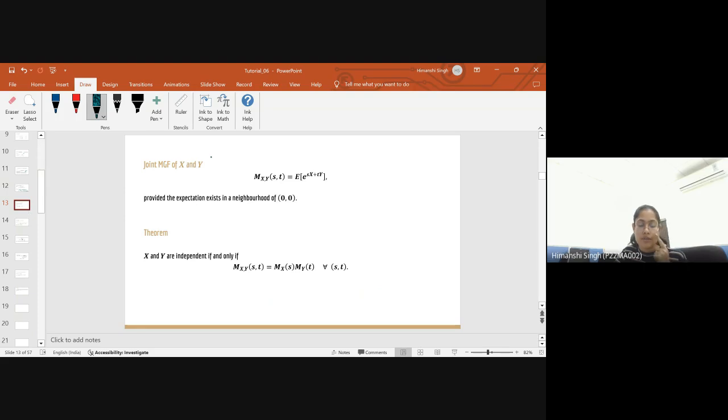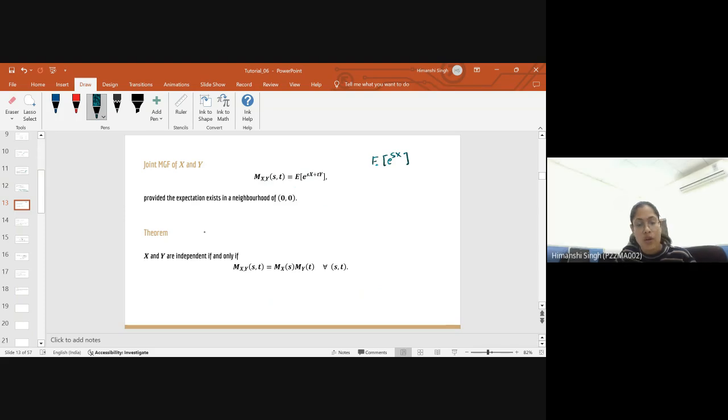Now we will be considering the joint moment generating function of x and y. So if I have two random variables, M_xy(s,t) will be the moment generating function, which is defined as expected value of e to the power (sx plus ty). For a single random variable, we had expected value of e^(sx). Now for two random variables, it will be the expected value of e to the power (sx plus ty), provided that this expectation exists in the neighborhood of (0,0) basically. So this is the joint MGF of x and y.